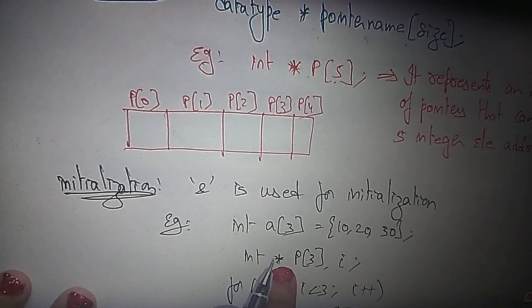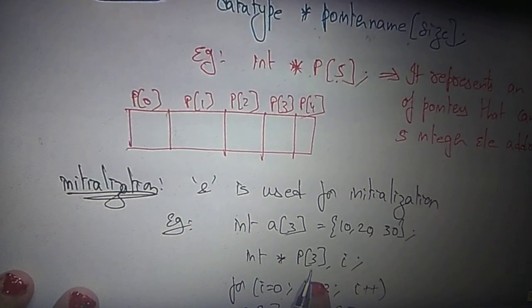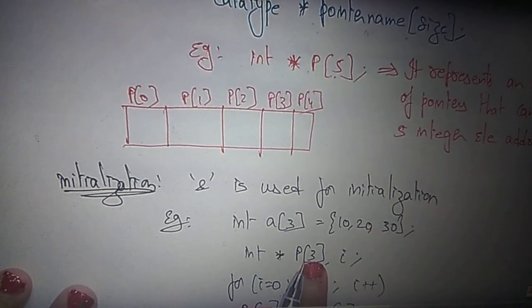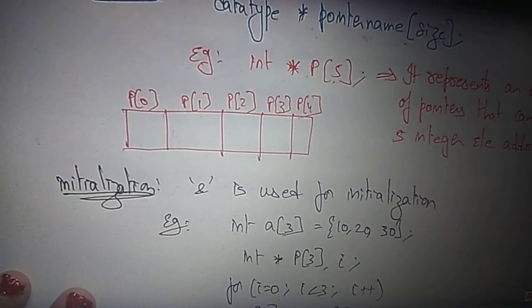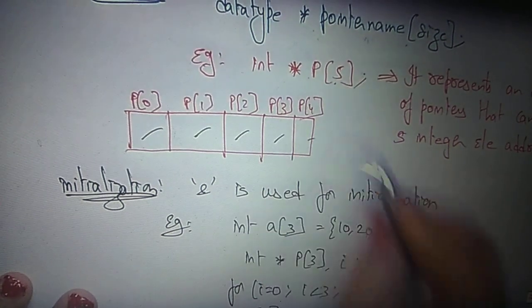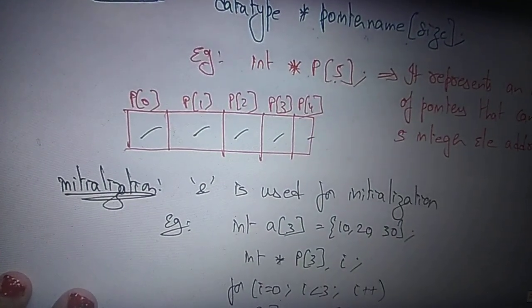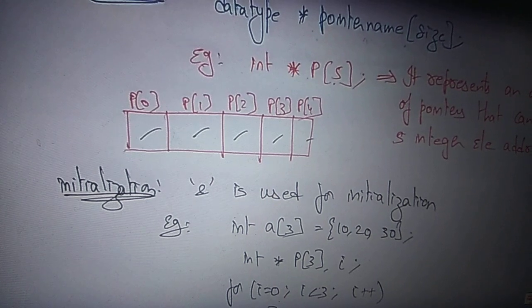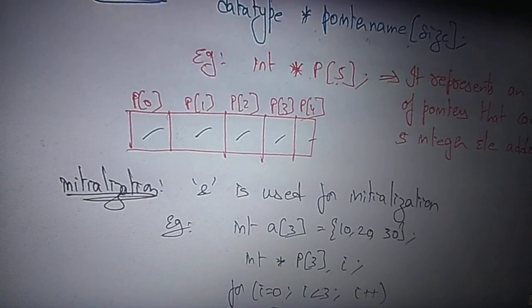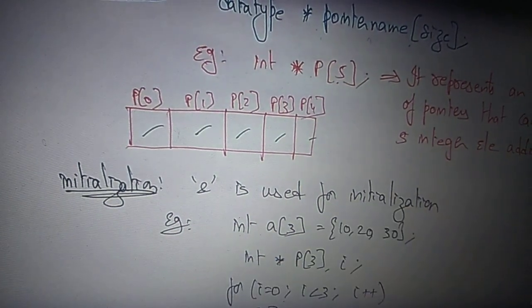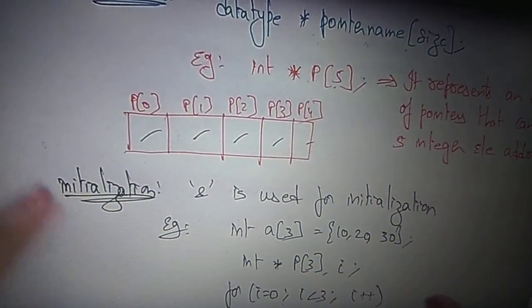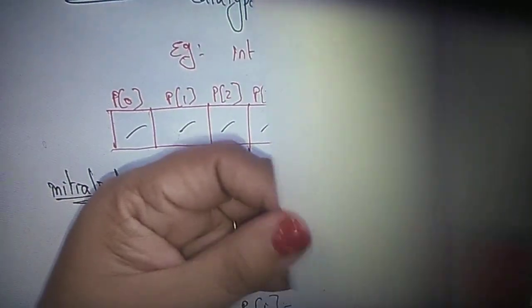First you have to declare the array of pointers. Here the 3 elements hold the addresses of the elements, pointer P of 3. Each pointer can be accessed using this. This is the initialization: P of i is equal to address of a of i. Now let us see the program of this array of pointers. This is the declaration and initialization. Now let us see the accessing also, then we will see the program.